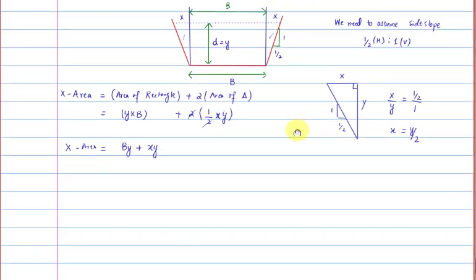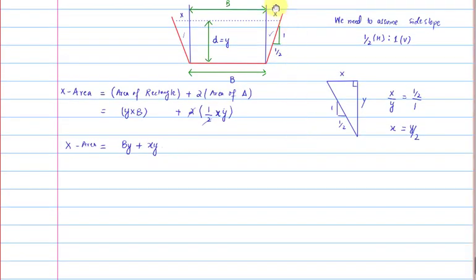This is one relation. And another relation we can note down is that from this similar triangle, can we say that by using this formula, this is slope, right? From here to, let me draw a line from here to here. What is this?